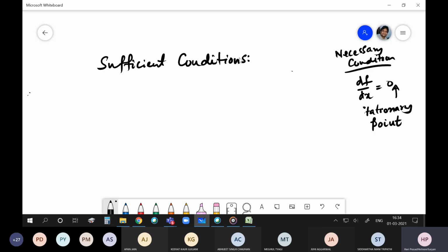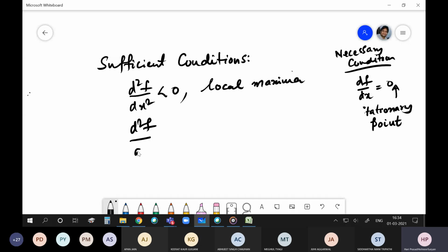Sufficient condition is that if d square f by dx square is less than 0, then you will have local maxima. If d square f by dx square is greater than 0, you will have local minima.